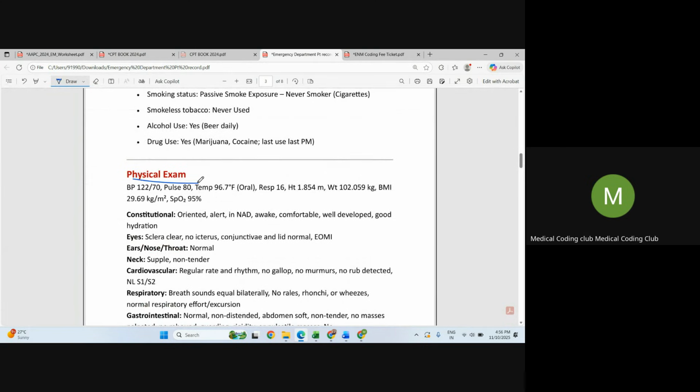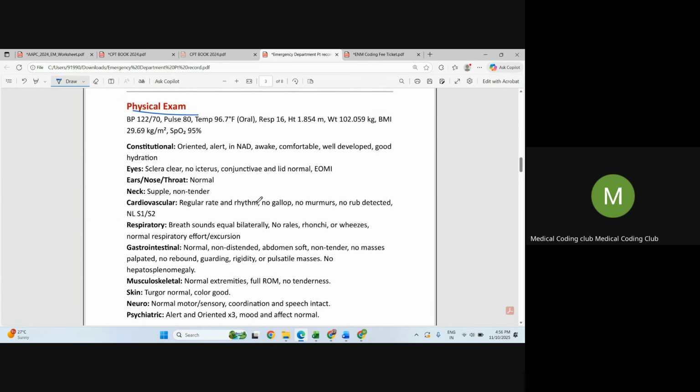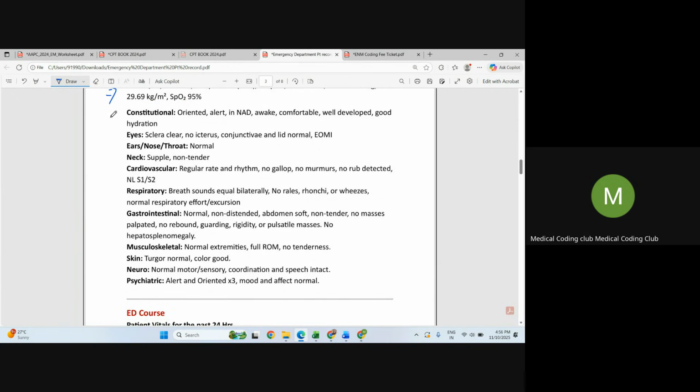Coming to the physical exam, the physical exam should be documented. Based on that, we can identify whether any particular system has abnormalities. Here they have given the vitals of the patient, and they did all organ system examination as well. I think everything looks normal here.